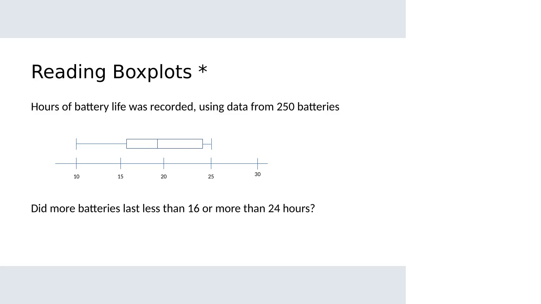So a factory that makes batteries did some testing, and they tested 250 batteries, and they kept track of how long the battery would live before running out of juice. And what they did was they compiled all this data from these 250 batteries. They found the 5-number summary, the lowest, the highest, the median, the lower quartile, and the upper quartile, and they made this box plot.